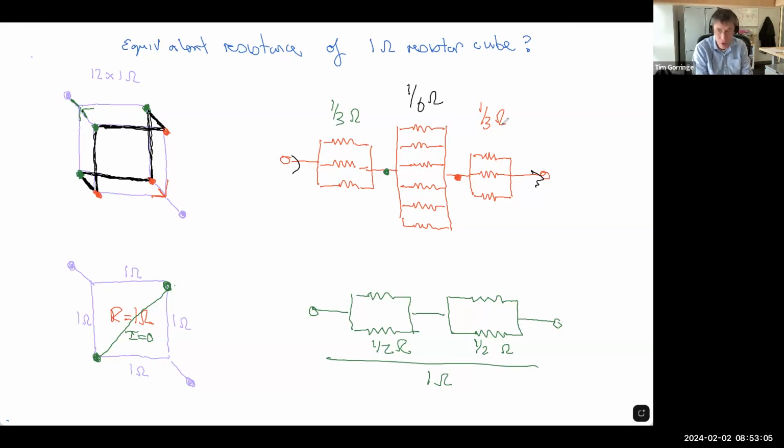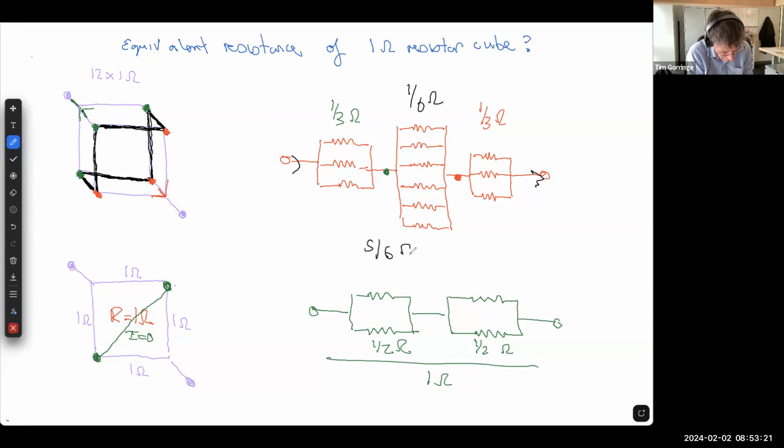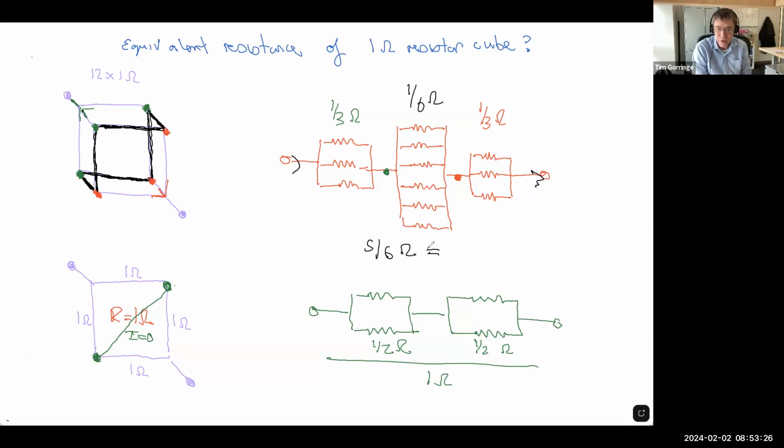So we just got to add 1/3 plus 1/3 plus 1/6. 1/3 is 2/6. And so we got 2/6 plus 1/6 plus 2/6. So this is going to be 5/6 ohms. And 5/6 ohms is the equivalent resistance of this circuit.